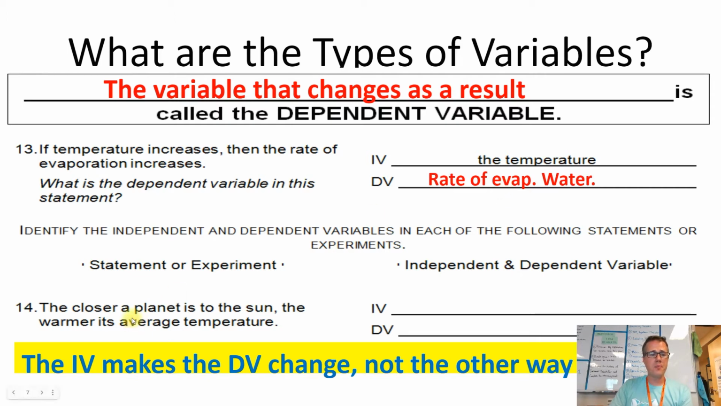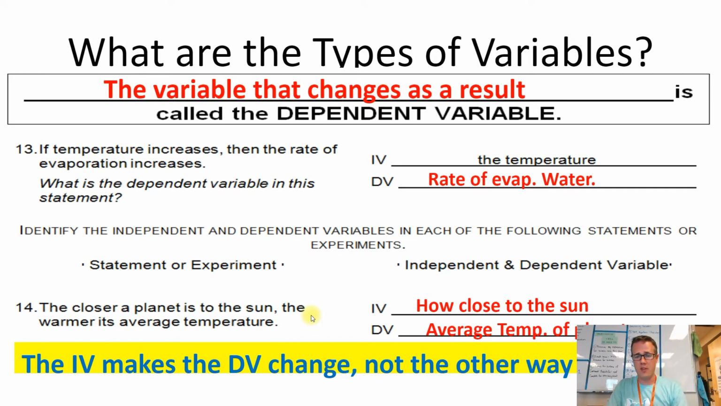In number 14, the closer a planet is to the sun, the warmer its average temperature. This one's a little tricky because I can't actually control either of those. So in this type of experiment, you have to ask yourself, which thing is affecting the other thing? So in this experiment, we have how close a planet is to the sun, and we have its temperature. Well, does the temperature affect where the planet is? Or does where the planet is affect the temperature? Hopefully, to you, the right answer kind of pops out. How close the sun is affects the temperature. The IV makes the DV change, not the other way around.